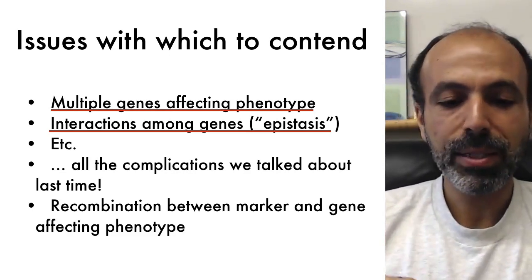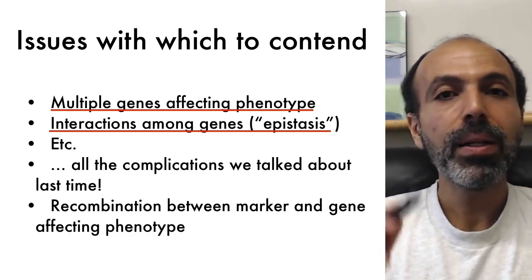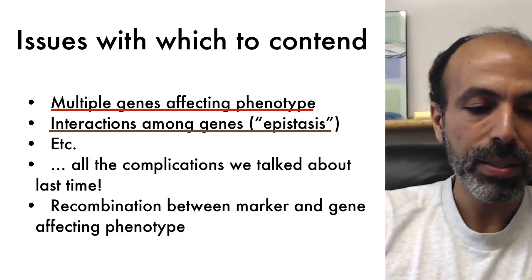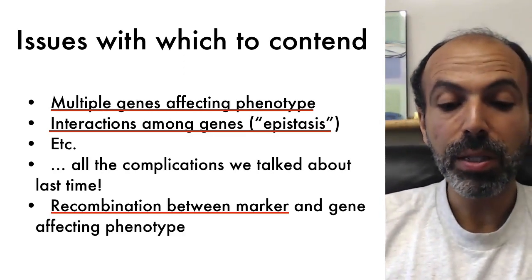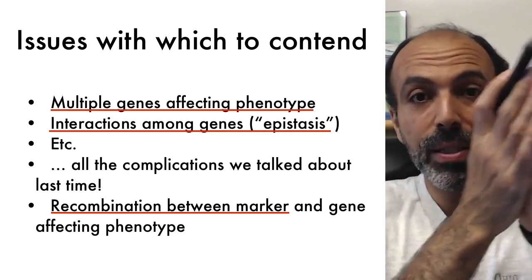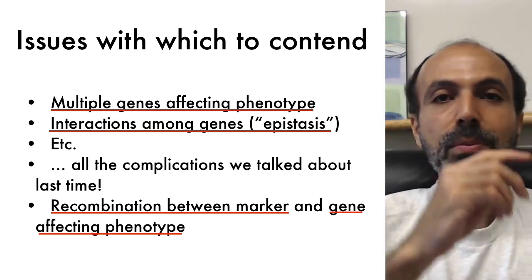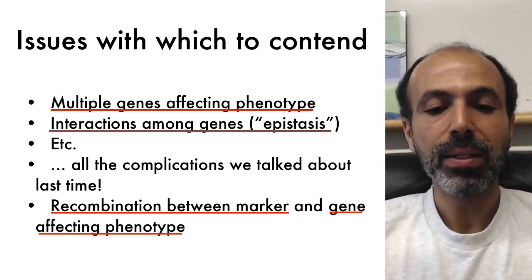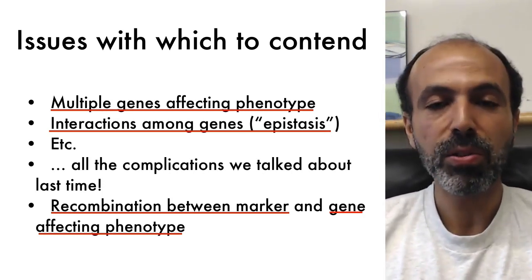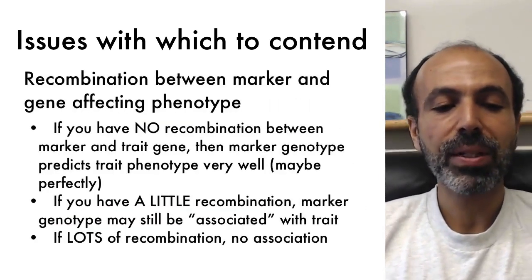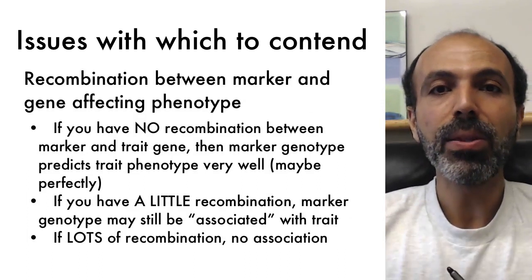All the things we talked about last time, all these complications. But an additional one that I want to factor in here, this is the essence of genetic mapping, is that there's been recombination between the marker genes, basically these A and Z genes, and the genes affecting the phenotype, so an actual gene affecting height. But there's some recombination between those two. And what happens then is this recombination between the marker and the genes affecting the phenotype weaken the association.